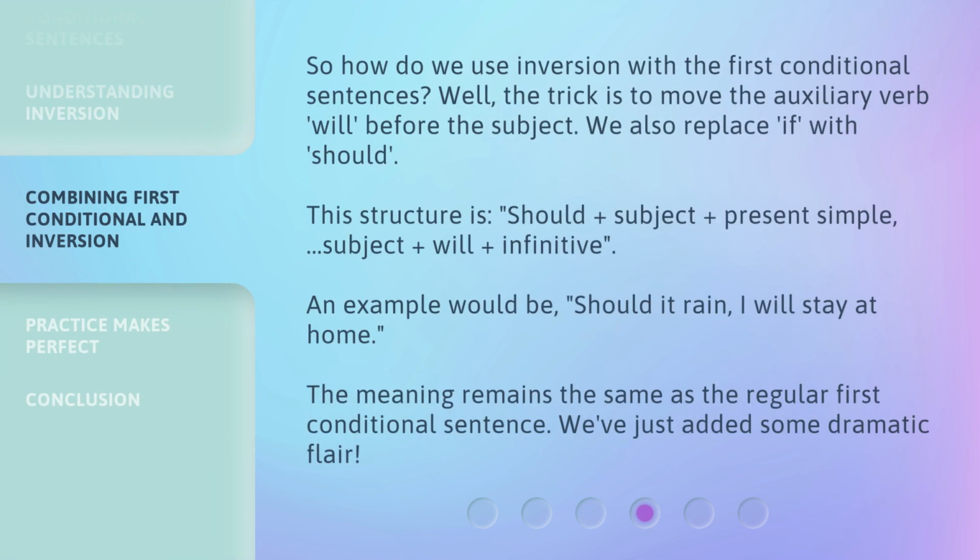So how do we use inversion with the first conditional sentences? Well, the trick is to move the auxiliary verb, will, before the subject. We also replace if with should. This structure is should plus subject plus present simple, subject plus will plus infinitive. An example would be, should it rain, I will stay at home. The meaning remains the same as the regular first conditional sentence. We've just added some dramatic flair.